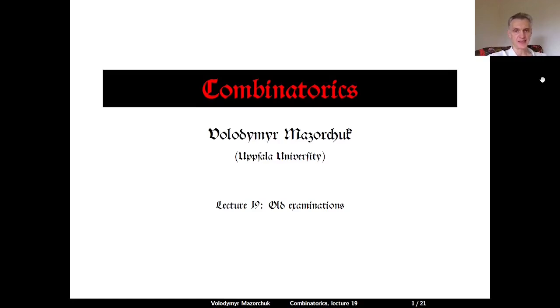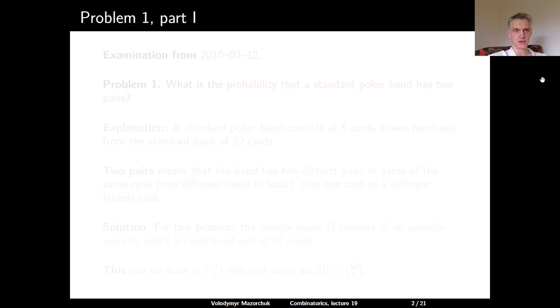Combinatorics, Lecture 19, Old Examinations. So this will be solution to the problems given on examination in combinatorics from the 12th of March 2010.